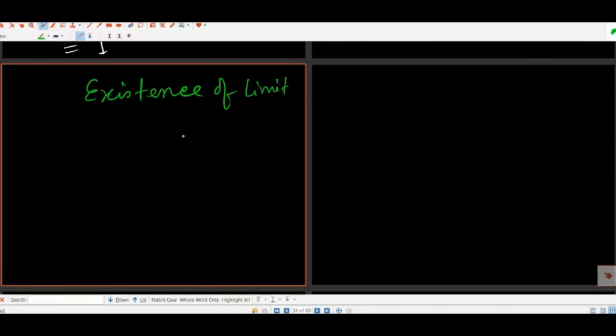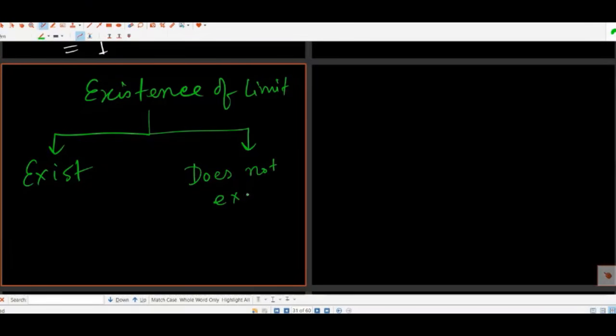Existence of limit. So limit may exist, limit may not exist. So in that case, we can say limit does not exist. Now we have to know when limit exists and when limit doesn't exist. Every time the notation will be same: limit of f of x when x approaches a. If it is a finite value, then limit exists.